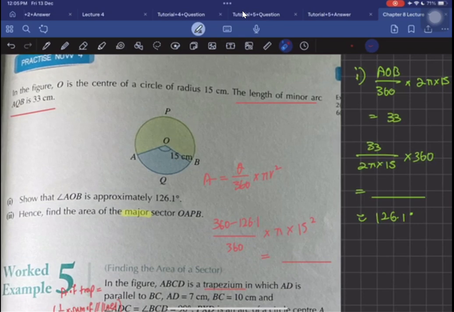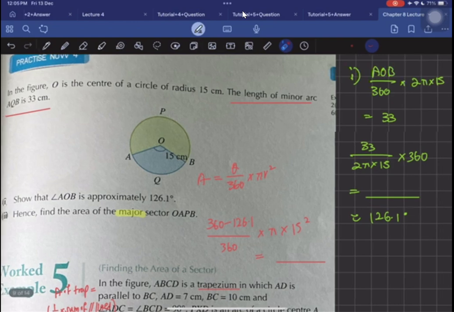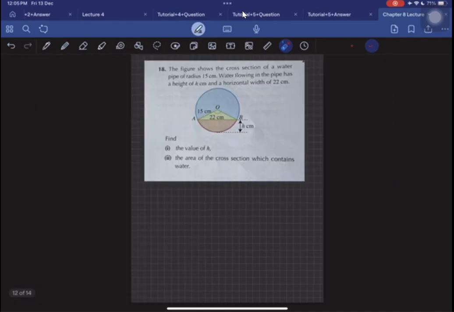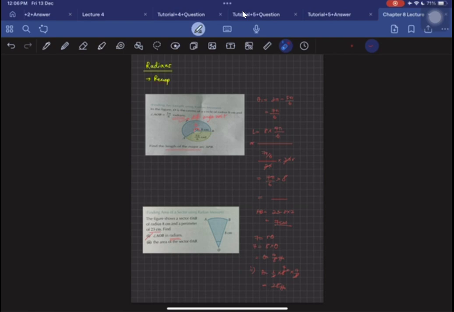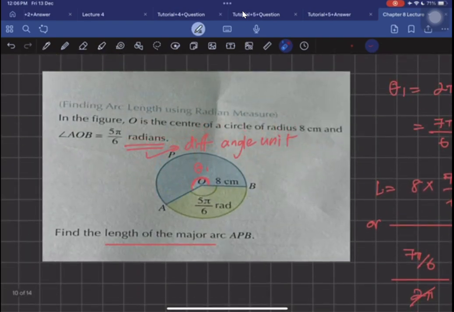Okay, so the question is asking you to show that... sorry, we have been through this already. Let's look at this question. The question gives you that angle AOB is equal to 5 pi over 6 radians, and you're told to find the length of the major arc. See, they gave you the angle for the minor arc, but they're asking you to find the length of the major arc.